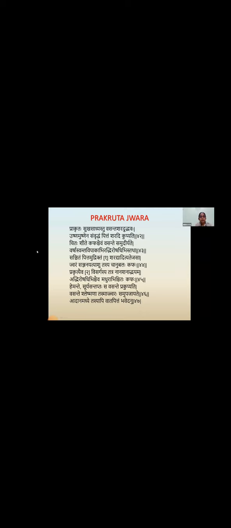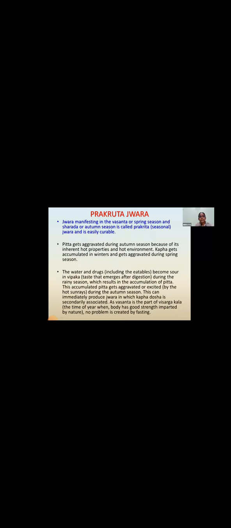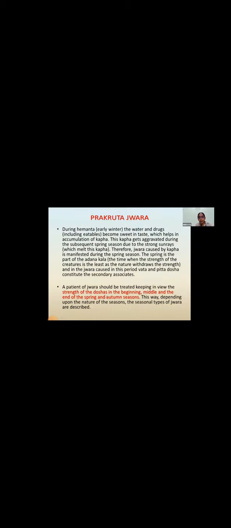So this is the meaning I told you already. And in case of Prakrita Jwara, one more important thing is that we have to see the strength of the doshas in the beginning, the middle and the end of the Vasanta as well as the Sharad Rutus, and then accordingly do the treatment here.